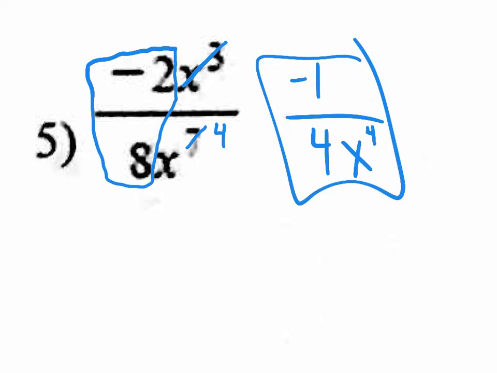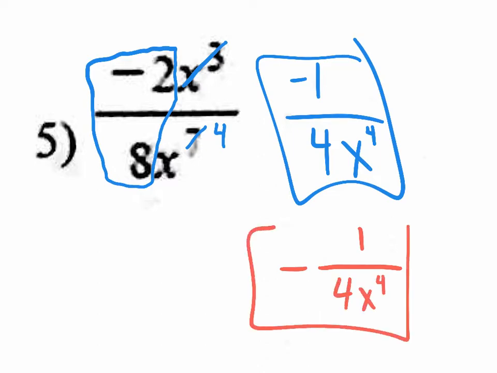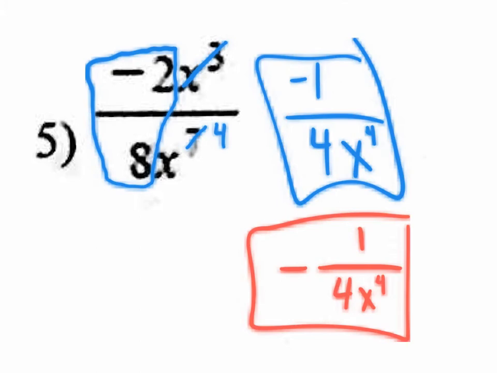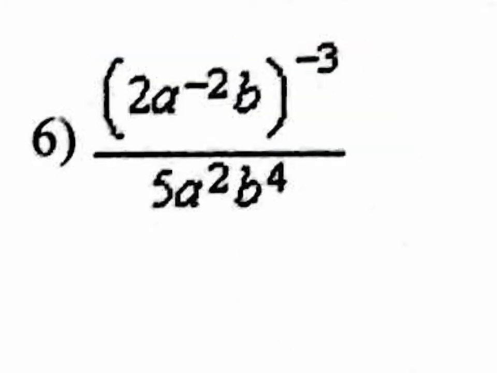However, on the multiple choice test, for some reason, they always put the negative in front of the fraction, not on the numerator or the denominator. So they're going to write it with the negative sign in front of the fraction, not up here. Let's move on to number 6. 6 is fun. There's a lot of rules right here. Let's start with which rule?